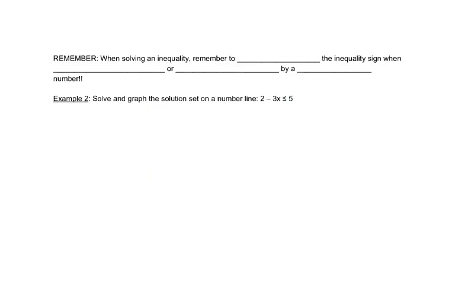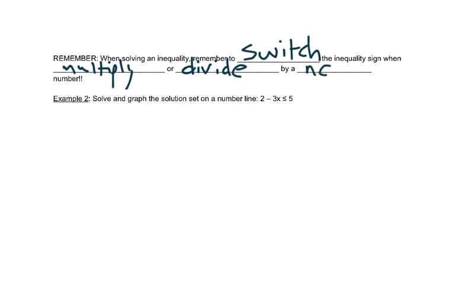Remember that when you're solving an inequality, you have to switch the sign when you multiply or divide by a negative number. That's the only difference really between solving an inequality and an equation, is that when you multiply or divide by a negative number, you have to switch the sign. So let's look at this problem here.